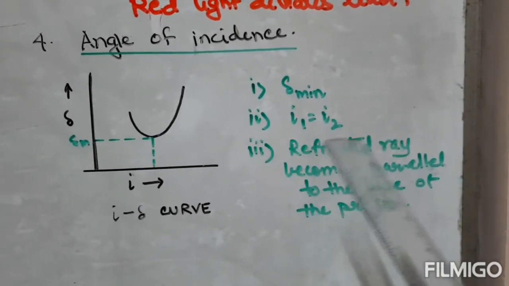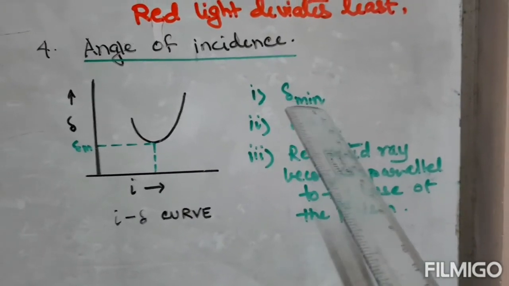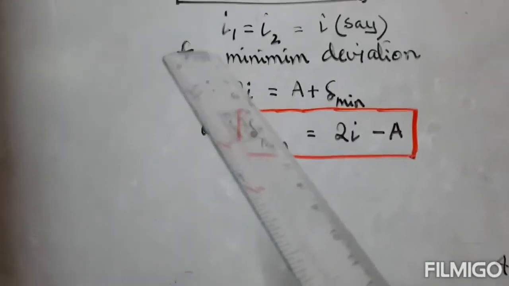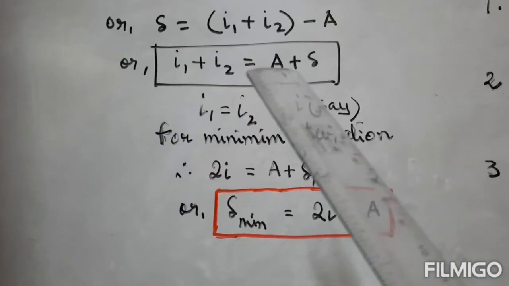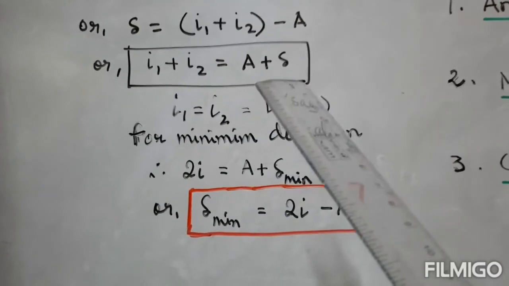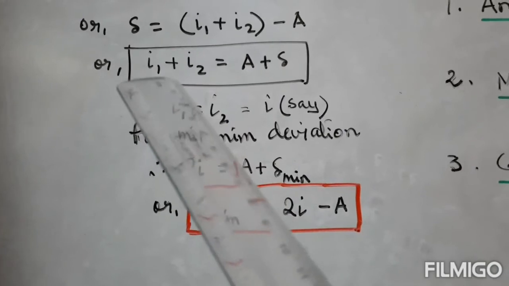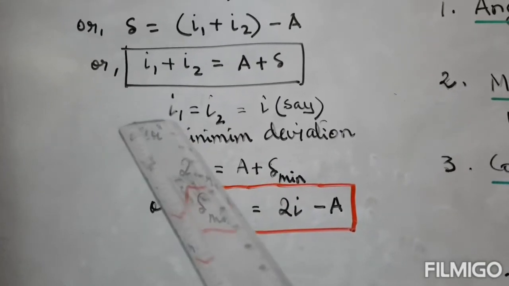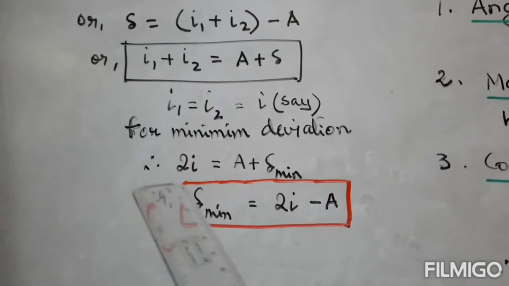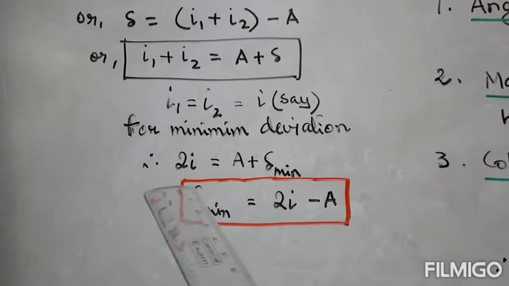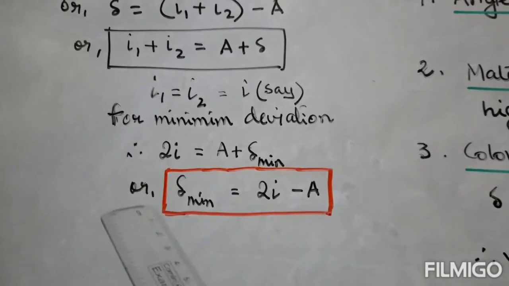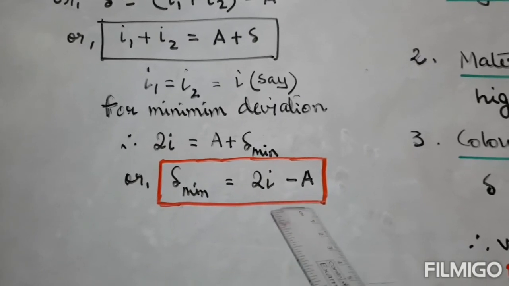Now this particular relation for minimum deviation, if we utilize in the previous relation, I1 plus I2 is equal to A plus delta. Since I1 and I2 are equal, let that be equal to I. So I plus I becomes 2I is equal to A plus minimum deviation. Minimum deviation becomes 2I minus A.